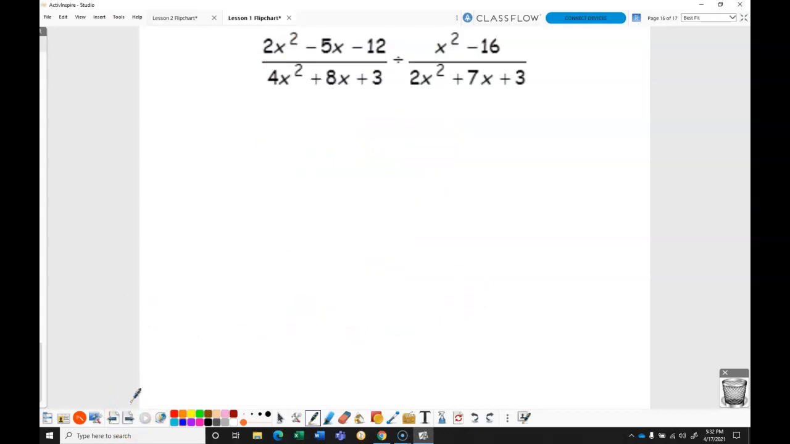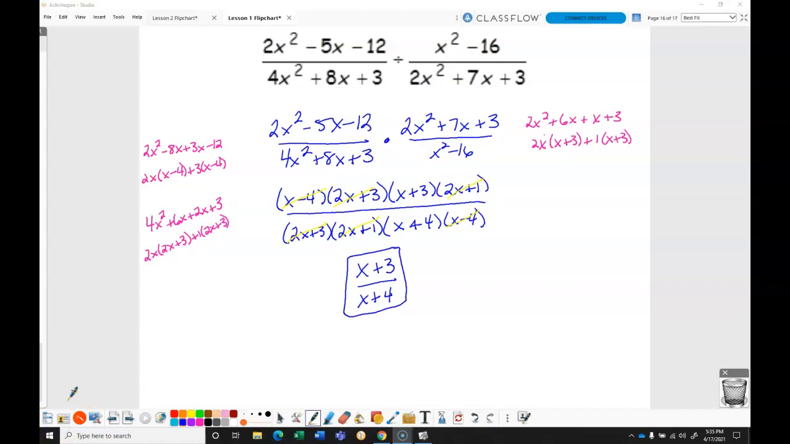Give it a shot, and then I'll put up the solution. Wow, this was a tough one. I couldn't do a lot of this one in my head, that's for sure. So you can see over here in the pinks, I was actually doing factoring by grouping. I actually showed my work right here on the screen for you. The first thing I did was change it to multiplication and flip the second fraction.